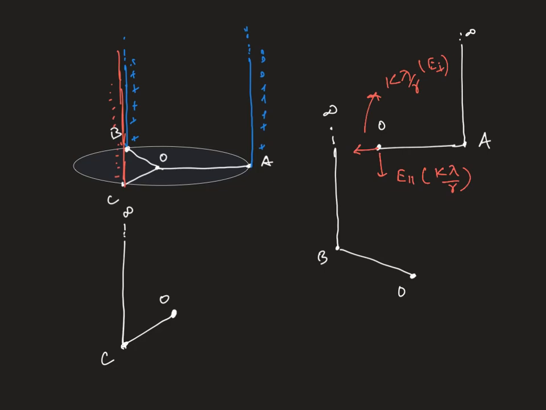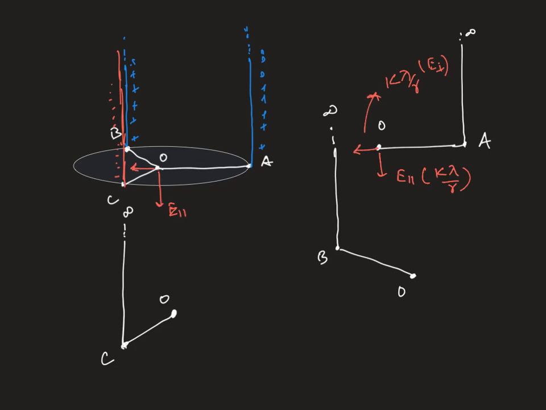That will be E perpendicular. So I'll draw the field lines here due to A. This will be E parallel and this will be E perpendicular.